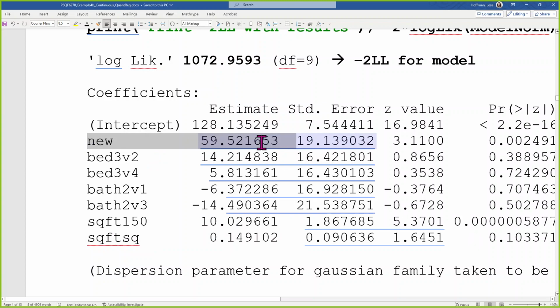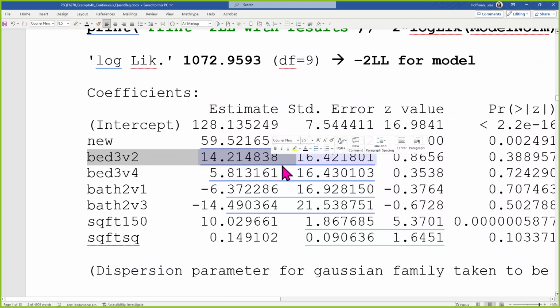So what happens if your house is new? Does it cost more or less? More, you would think. What happens if you only have 2 bedrooms instead of 3?